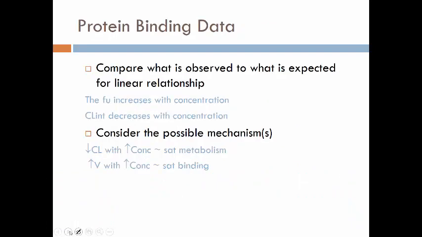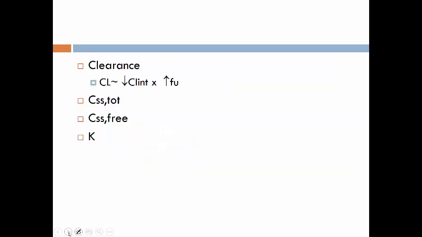What if we see an increase in fraction unbound with increasing concentration? Well, I don't know what this is. I'm going to just pass this up.